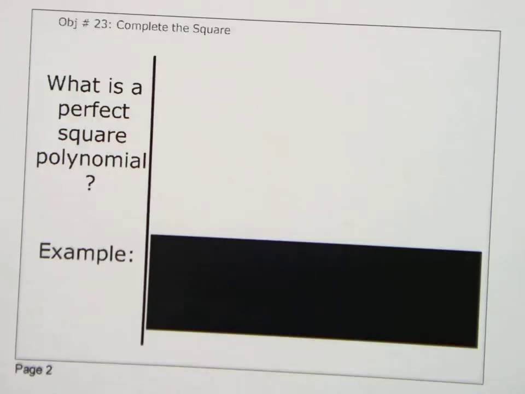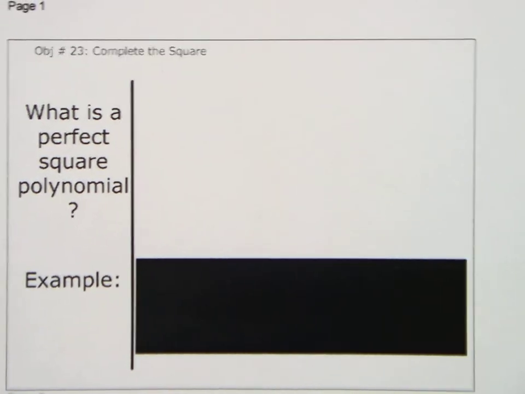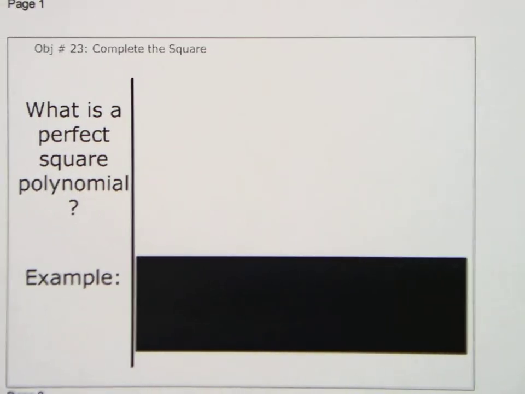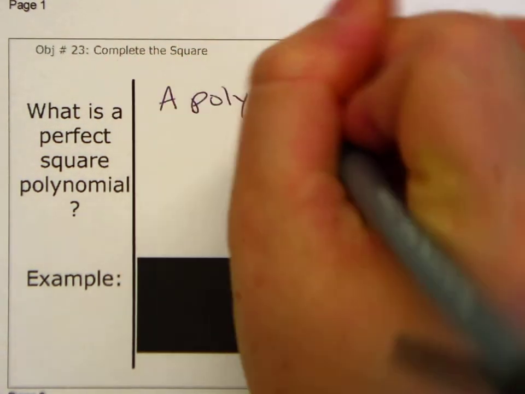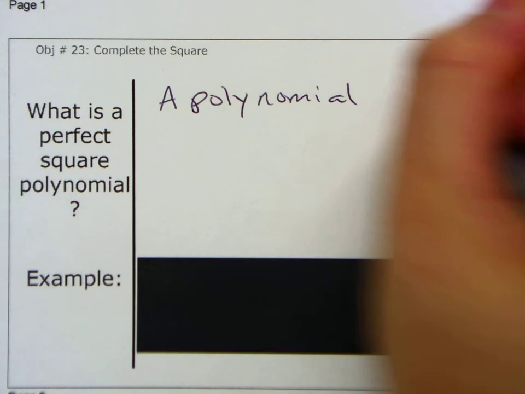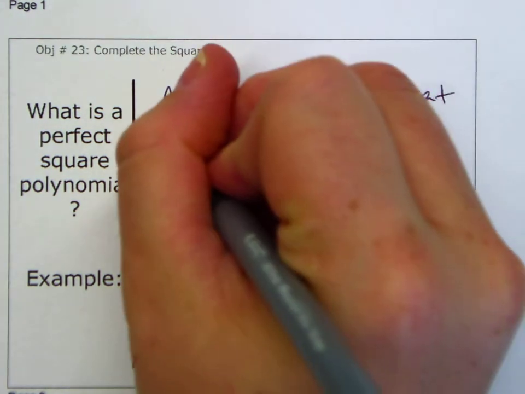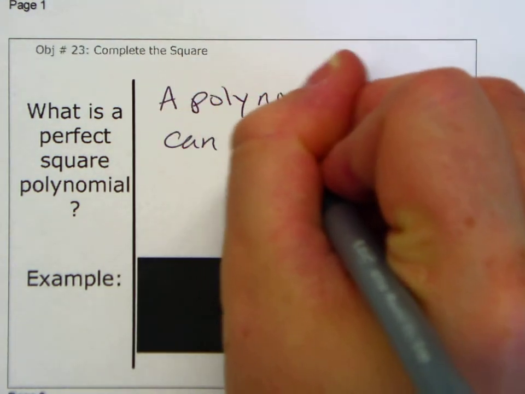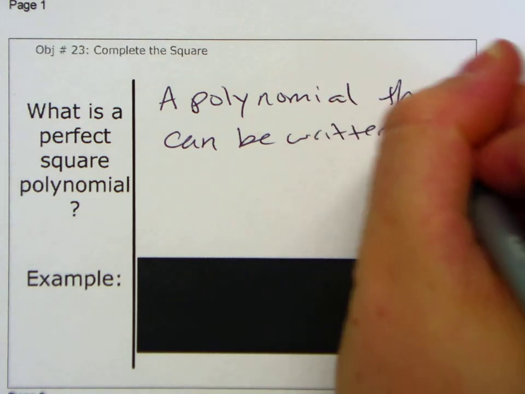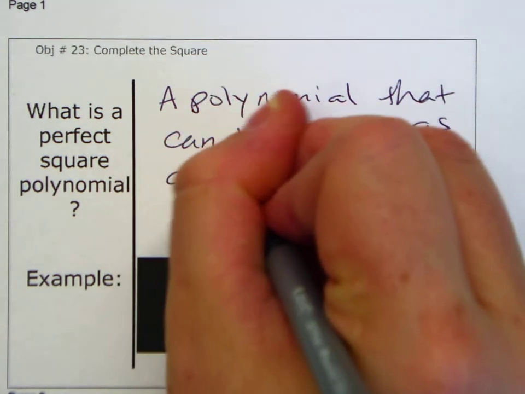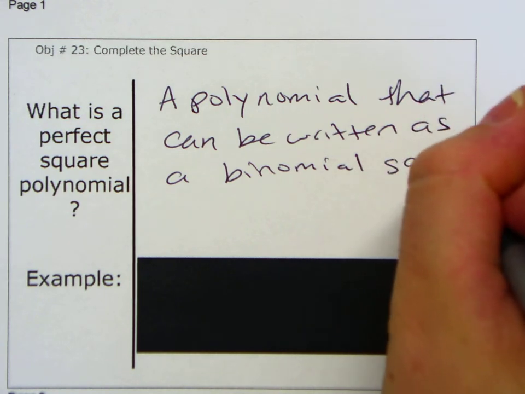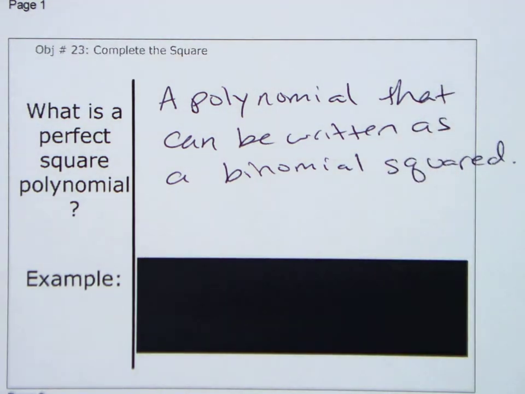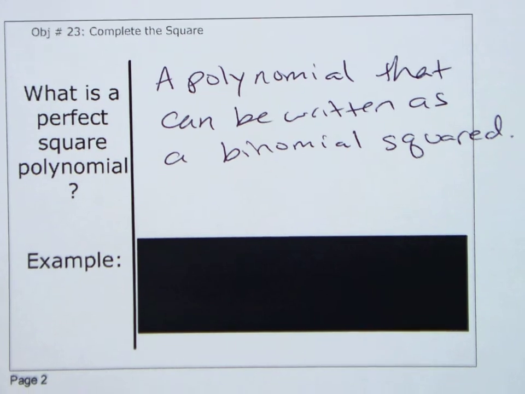All right, so let's start by talking about what is a perfect square polynomial. A perfect square polynomial is a polynomial that can be written as a binomial squared. All right. For example, I'll write it down here.